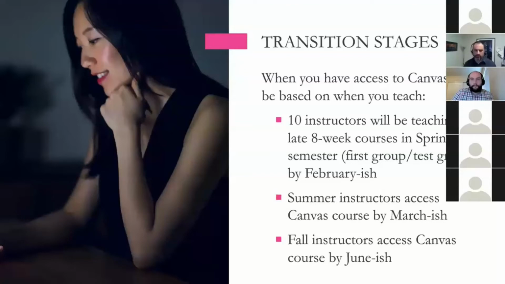Those who are teaching in the summer, they're not going to have access to Canvas until right around March, maybe sooner. And then fall instructors are going to have access to Canvas not until June, or at the latest June. These are just estimated dates. But to be a little bit more clear, if you have not been contacted by us that you are teaching in Canvas, then you are not teaching in Canvas. So we will be very clear in communicating with you when you are going to be teaching in Canvas and when you're going to have access to Canvas.